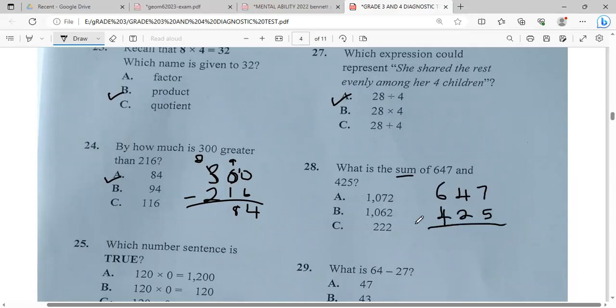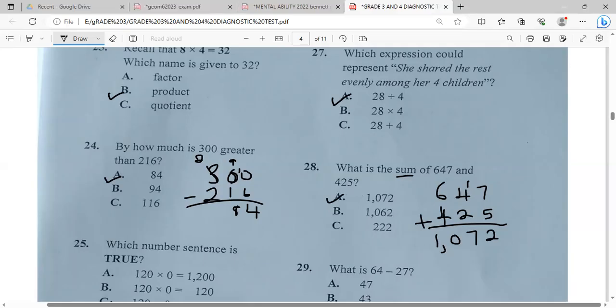All right, let's add 5 and 7. That is 12. 2 carry 1. 2 plus 6, 2 plus 4 is 6 and 1, 7. And then 6 plus 4 is 10. So that's 1,072. So that would be A.